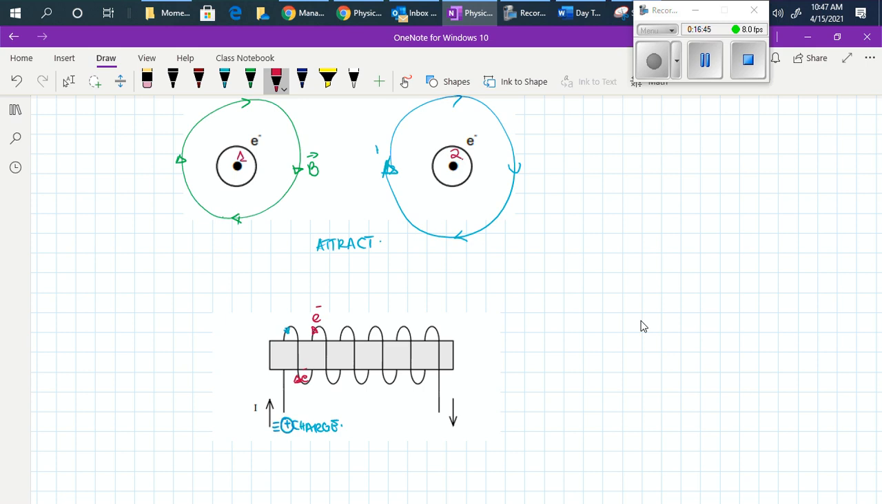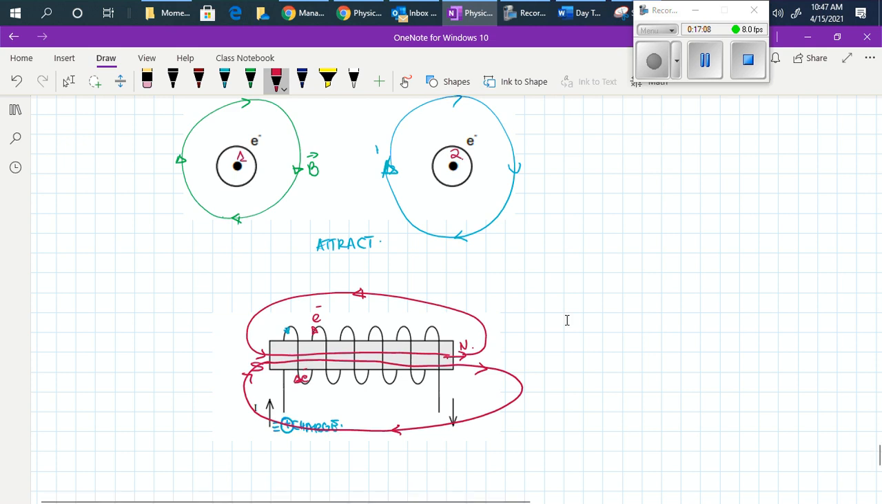Then the thumb will tell us that north is in this direction. And since the magnetic field lines are continuous lines, south will be on the other side. And we'll have the same thing in here. Okay, so this will be the configuration of the field when we have a coil and the direction of the intensity of the current is moving from A to B.